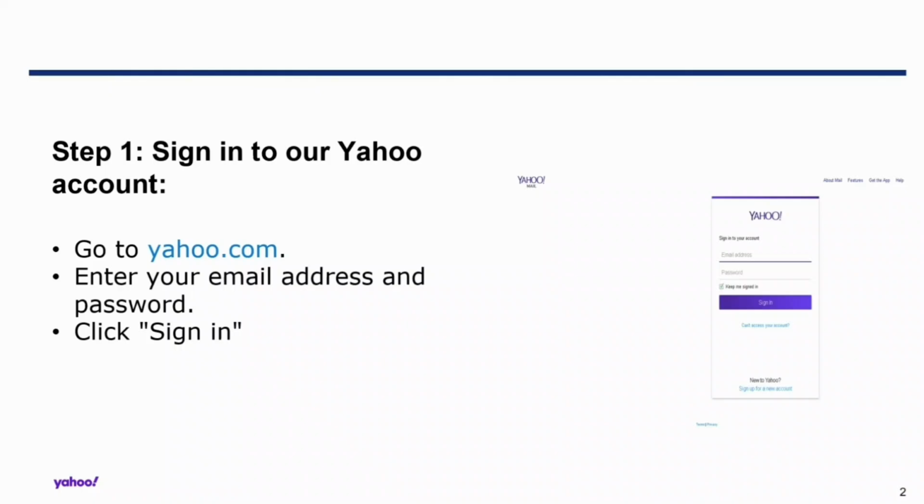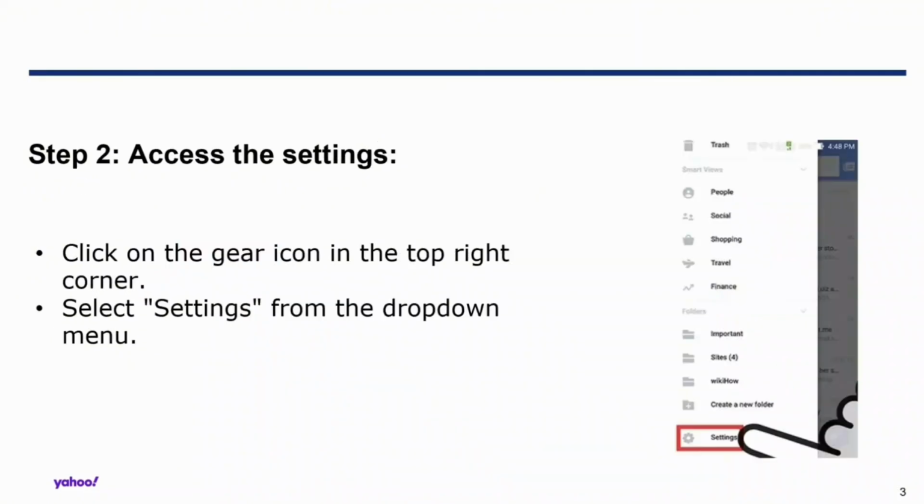Step number 1 is signing into your Yahoo account. Go to yahoo.com and enter your email address and your password. After that, click on sign in. Go ahead and access the settings. Click on the gear icon in the top left or top right corner.